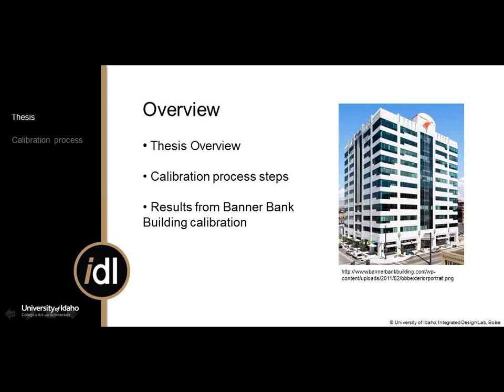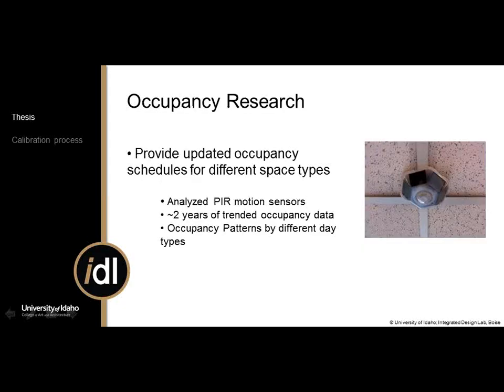Well, the occupancy research, there were 625 sensors at the Banner Bank building, and these controlled the lighting. When at least one person enters the space, it will just turn on the lights, and it doesn't count how many people there are. And so I had 2 years worth of data for all these 625 sensors, so it was a lot of data to process. It took a while and crashed my computer a few times, but I was able to get results out of it.